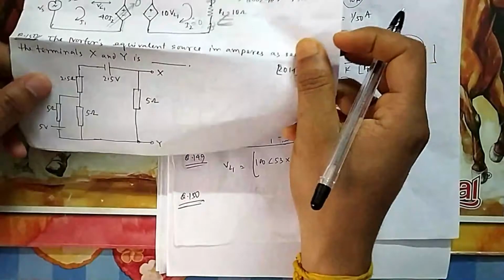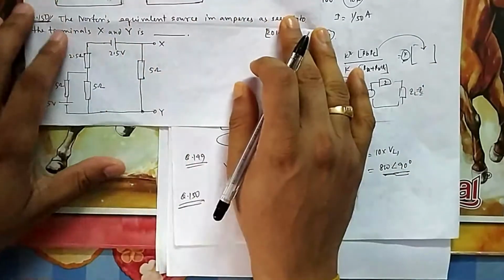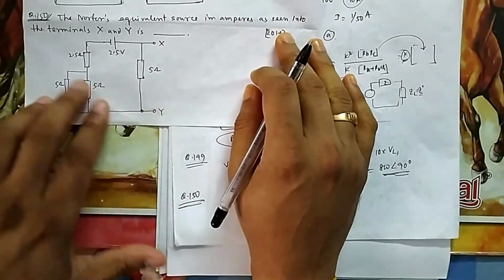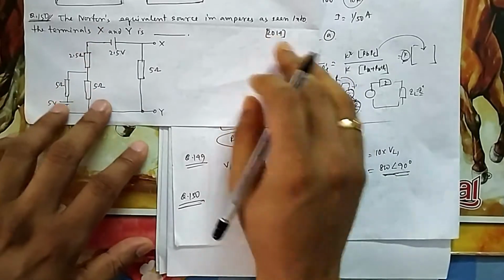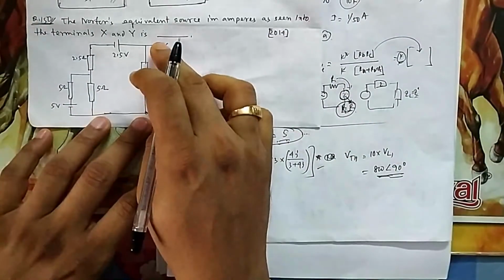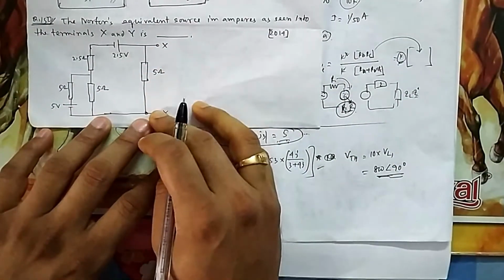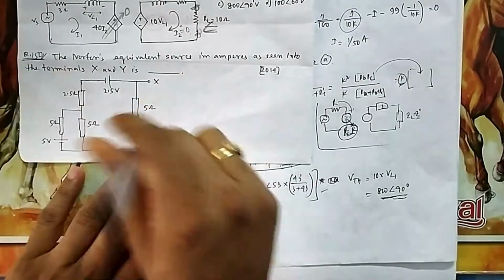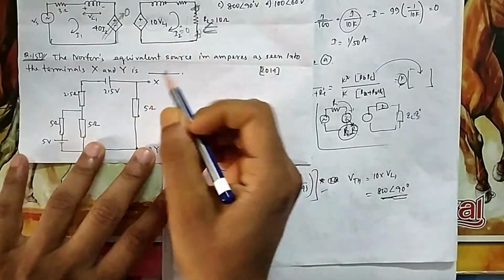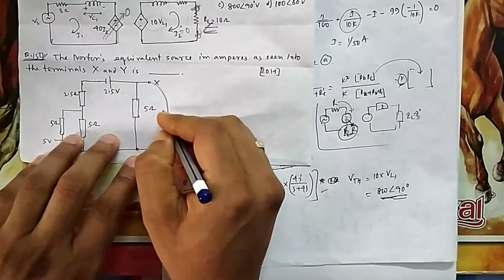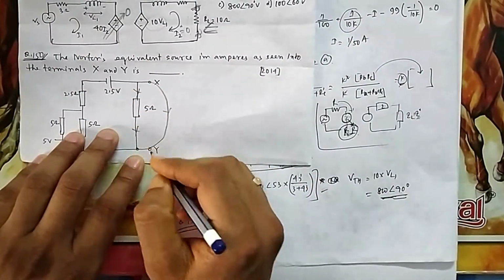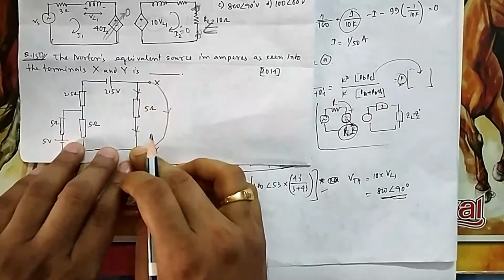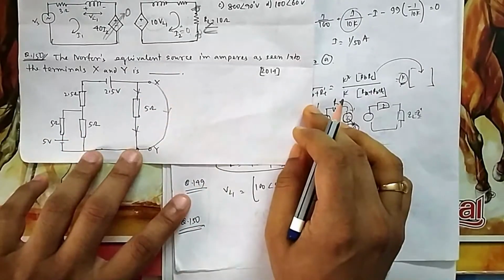Now in question number 150, the Norton equivalent source in amperes as seen into the terminals of X and Y. Now if you short these two, in Norton equivalent what you do, you calculate ISC, the short circuit current, then you put a current source of that current. So if this one is short, there is no need of this branch. All the current will pass through this only. So this branch you can remove.